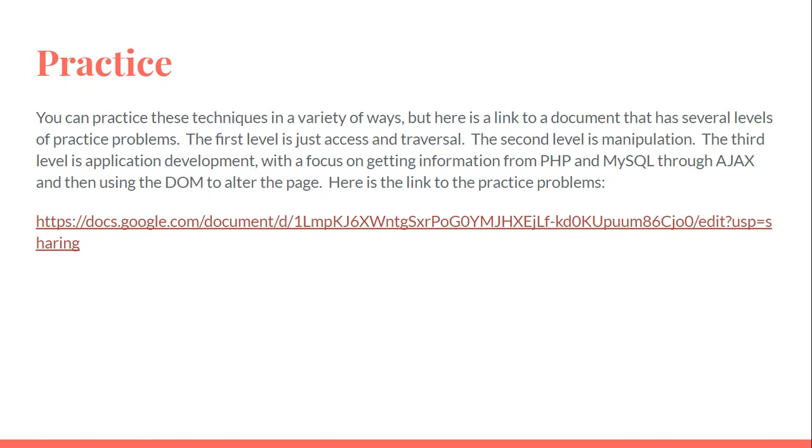Really important that you practice this. I've got a link here that takes you to some practice problems. The first one is just accessing and traversing the DOM. The second one is manipulation of the DOM. The third level is application development, and then there's actually a fourth level that has some application development with working with PHP and MySQL through Ajax, and then using the DOM to alter the page.